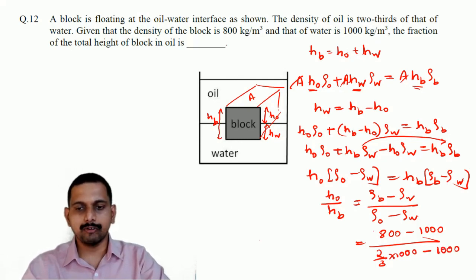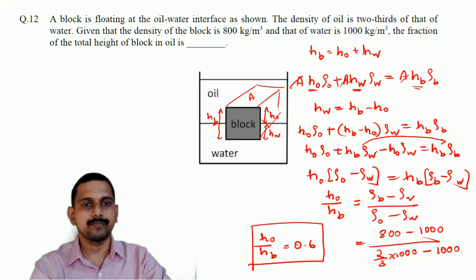Now the answer for this comes out to be H oil by HB equal to 0.6. So this is the answer.